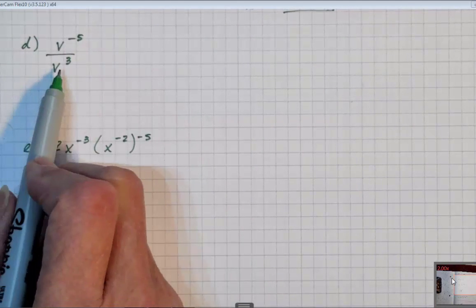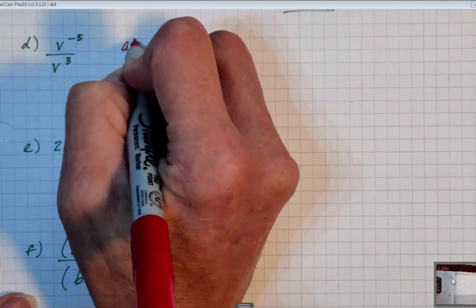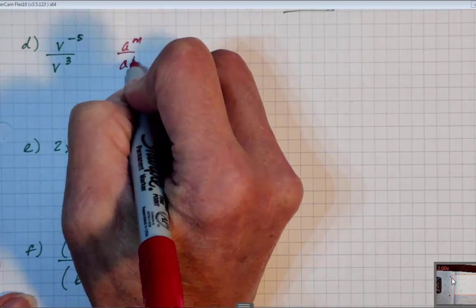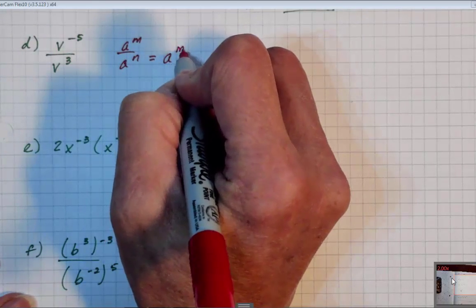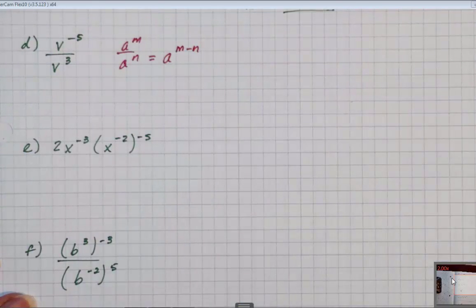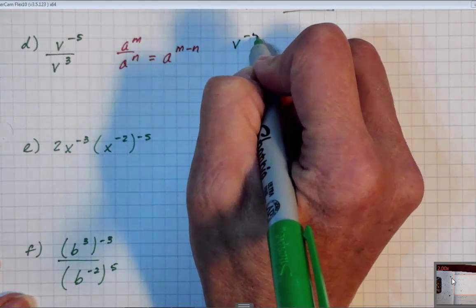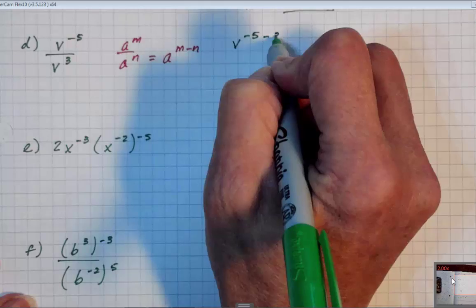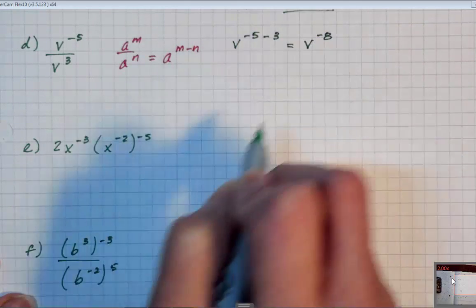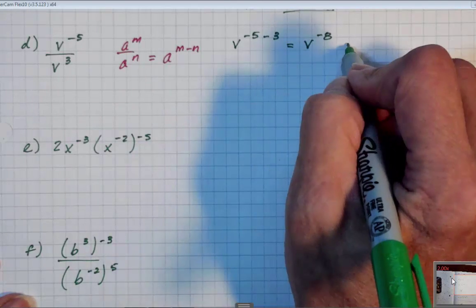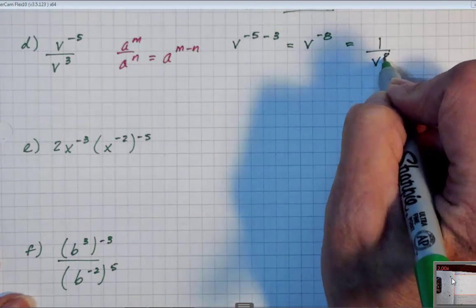This next problem involves the quotient rule, and the quotient rule says that if we have a to the m over a to the n, so again we have the same base, we're going to keep the base and we're going to subtract our exponents. So we're going to do that in this particular problem. We have v to the negative 5th, and we're going to subtract 3. That gives us v to the negative 8th, and then we need to rewrite this without a negative exponent, and it becomes 1 over v to the 8th.